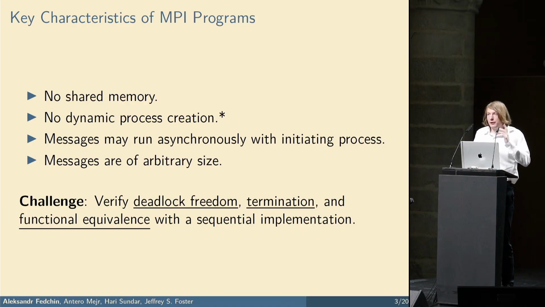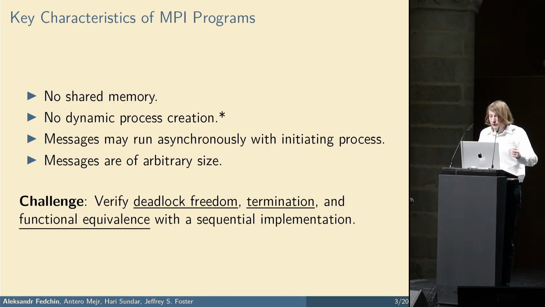And a few more things that stand out is that in MPI, messages may run asynchronously with the initiating process. So a process can initiate 10 receives and 10 sends, then do some computation on the side, and then decide to wait on them in some particular order. And also messages can be of arbitrary size. So it's not just passing an integer, you can pass a matrix of values. And it's, as you can imagine, very easy to make mistakes when writing MPI programs.